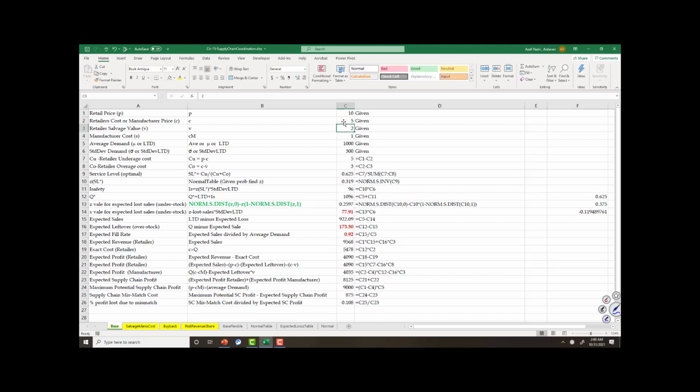Now let me go back to the original version, when the sales price was $5 from manufacturer to the retailer, salvage value was 0, and manufacturing cost was 1. Under these circumstances, the retailer orders 1 units. This is the profit for the retailer, this is the profit for the manufacturer, and this is the total profit of the supply chain.